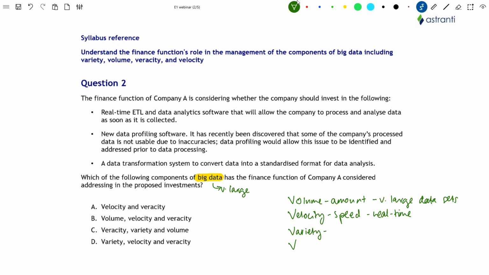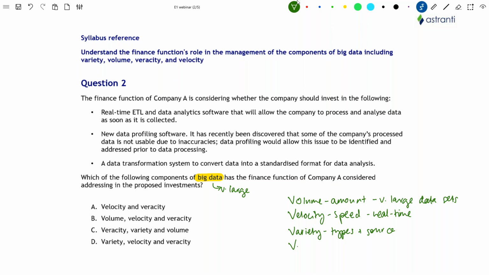Now, variety refers to the range and types and sources of data available to the organization. Typically, big data sets contain a huge variety of different data, and this can make analysis of big data really difficult. So in order to do so, organizations need to ensure that there are systems in place to organize big data into standardized formats and ensure there's some kind of value attached to the data that's going to allow it to be analyzed. So we've got lots of types and sources of data.